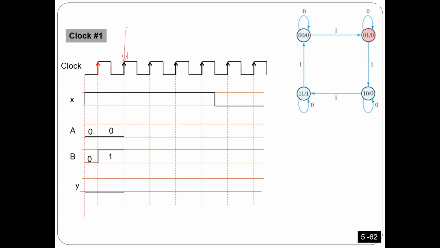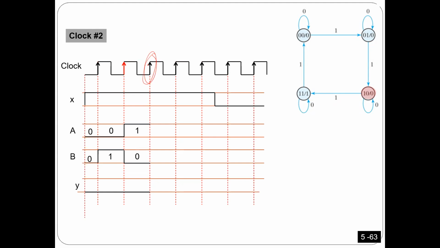What's going to happen when this clock comes? Currently I'm in this state here, and X is 1. Because X is 1, I'm going to move from here to here. That means it's going to be 1, 0. So this is going to be 1, and this one is going to become 0. And Y is 0. That's exactly what I did here. Let's repeat again.